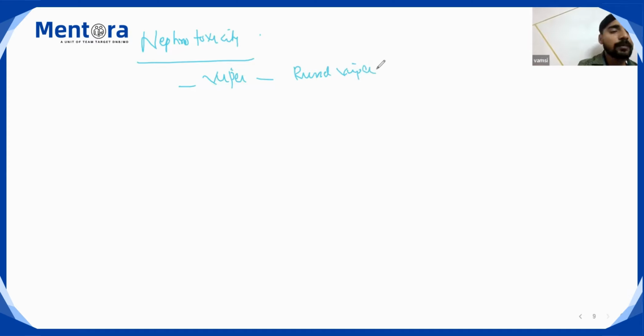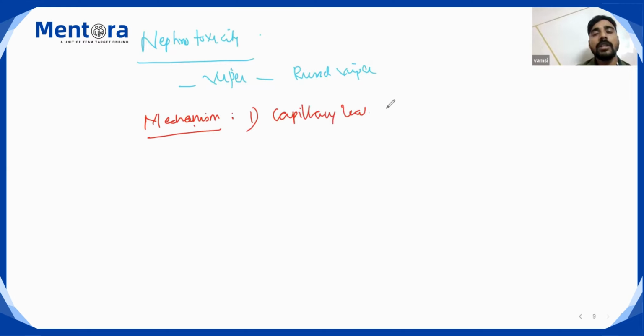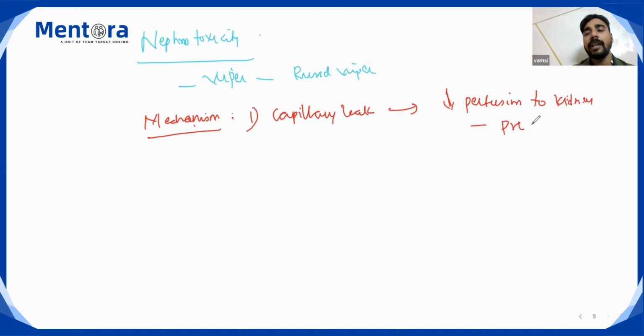So what are the mechanisms by which the kidneys are getting affected? Right? That is very important. The first mechanism is, as we discussed, damage to the endothelium. There is always what is called capillary leak. Because of capillary leak, there is third space loss. Therefore there is decreased perfusion to the kidneys. That is one mechanism, finally leading to pre-renal AKI.